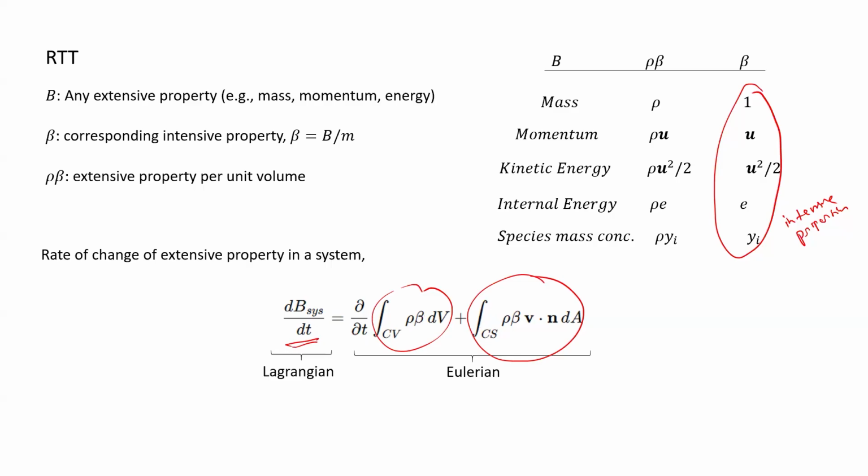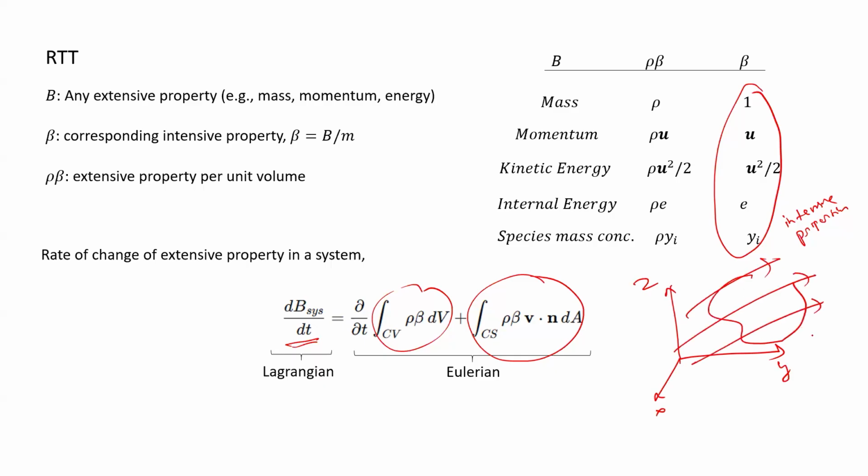So imagine you have this as your coordinate system and you have a flow, and this is your control volume.